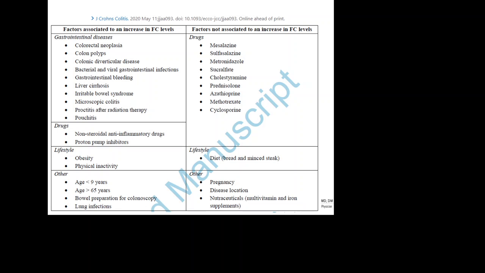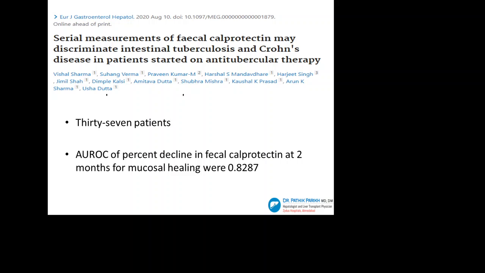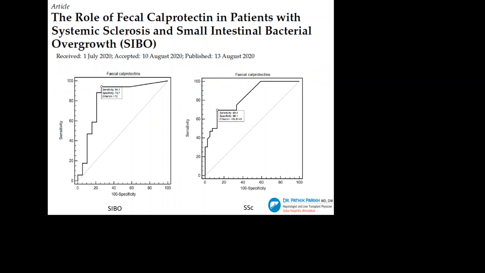Now, as I said, fecal calprotectin is not specific for IBD, and there are a lot of other conditions. It is easily available on the net, and this is a great article where they have looked at the practical utility of fecal calprotectin, and the factors which may or may not increase the fecal calprotectin levels. But this Indian group from northern India looked at 37 patients who were empirically started on ATT, where the suspicion of Crohn's versus tuberculosis was pending, and they have said that it may help, but we need more data to be able to actually utilize this.